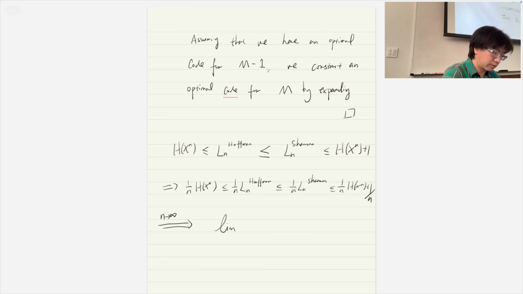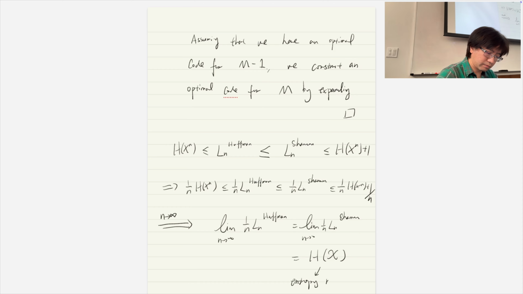So basically, what we can say is that asymptotically, the performance of the Huffman code will be the same as the performance of Shannon codes. And that will be equal to the entropy rate. Okay, so this is the entropy rate in general. Okay, very good. So this is the Huffman code. We'll finish that.